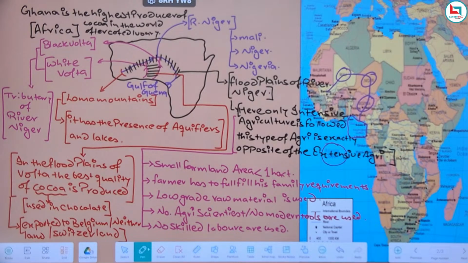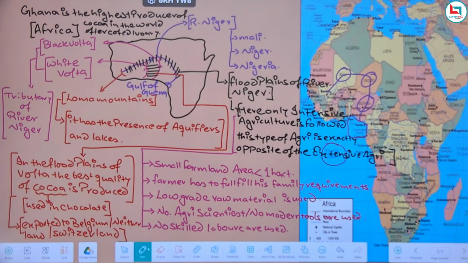When river Niger forms its floodplains, here we do intensive agriculture. Intensive agriculture is just the opposite of extensive agriculture. Here we have small farmlands whose area is less than 1 hectare. The farmer is doing agriculture to fulfill his family requirements. Low grade raw material is used. No agriculture scientists, no modern tools, and no skilled labor are used.